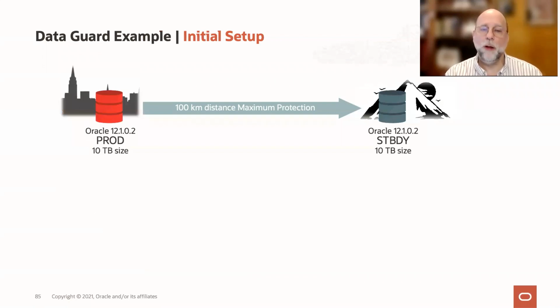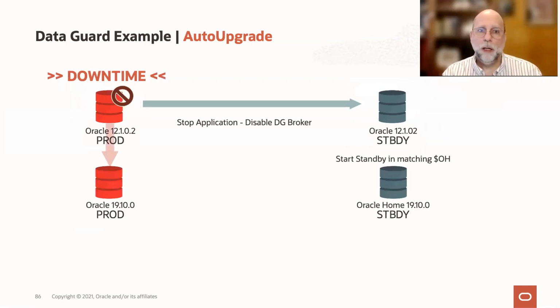Let's just say you have a 12.1.0.2 non-CDB. You've got maximum protection, and you've got a pretty good geographic distance there so that if anything happens in one location, the other location's okay. Well, for AutoUpgrade, we can upgrade your Data Guard environment again with one command.